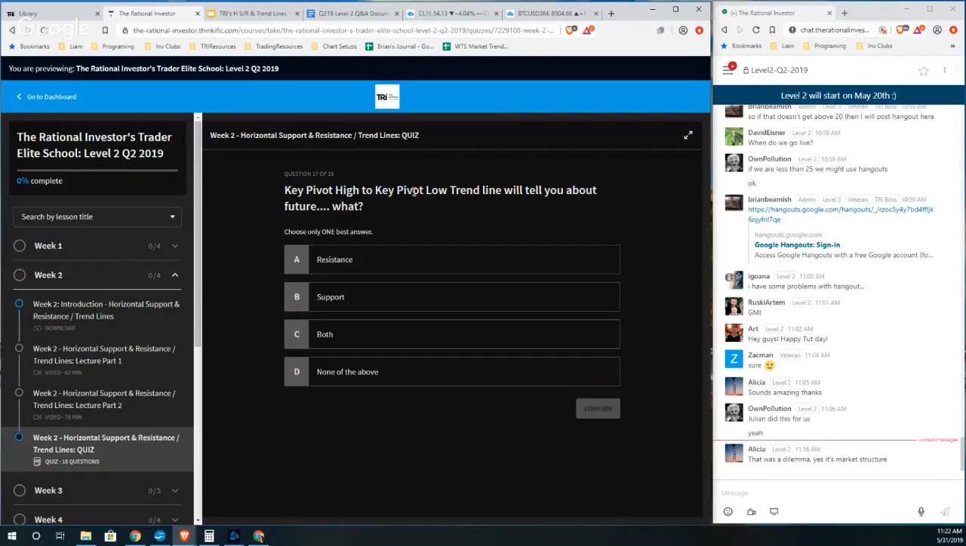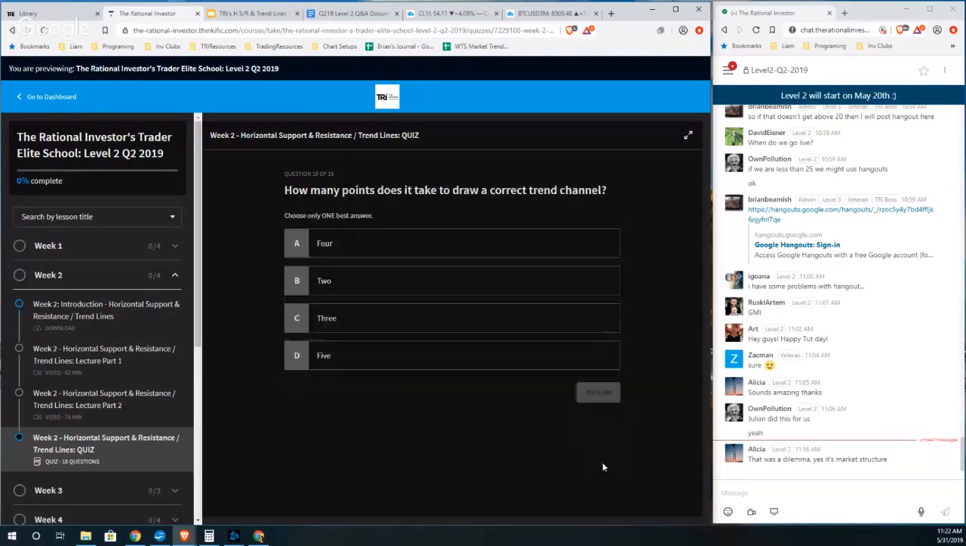Key pivot high to key pivot low trend lines would tell you about future what? Now, you just have to sort of mentally visualize this. If I'm drawing a high to a low, then that's probably going to tell me about support. But I could have this wrong if I haven't mentally. So key pivot high to key pivot low should tell me about support. Did I get that right? Yeah, I got it right. Good. That could have been embarrassing.